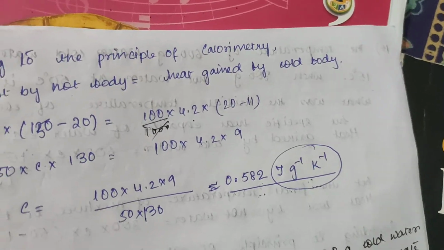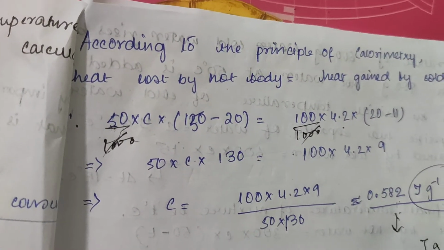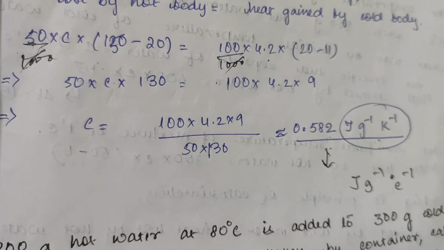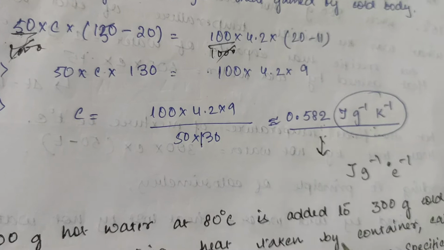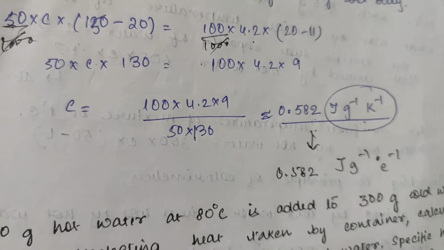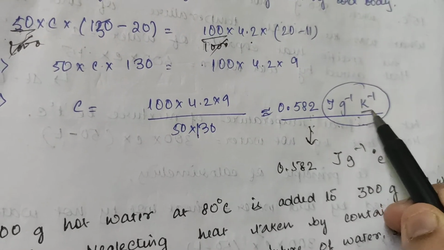If I ask you 0.582 joule per gram per Kelvin converted to joule per gram per degree C, then what would have been the answer? Same, 0.582. Why? Because this is the rise in temperature, that means change in temperature per Kelvin.